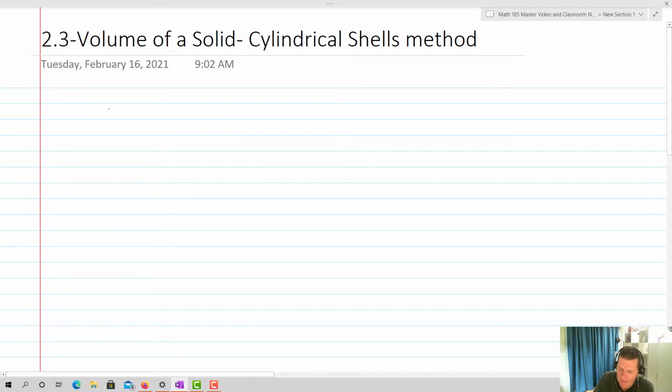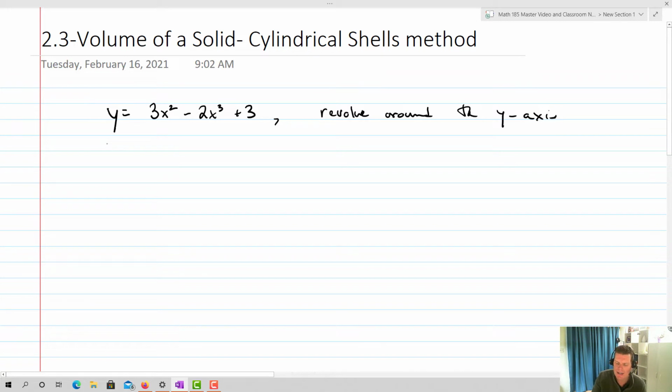Let's say, for example, I have the equation y equals 3x squared minus 2x cubed plus 3. Because this is a polynomial, it would be really difficult if we wanted to revolve around the y-axis. If we want to revolve around the y-axis, I need to write x as a function of y.